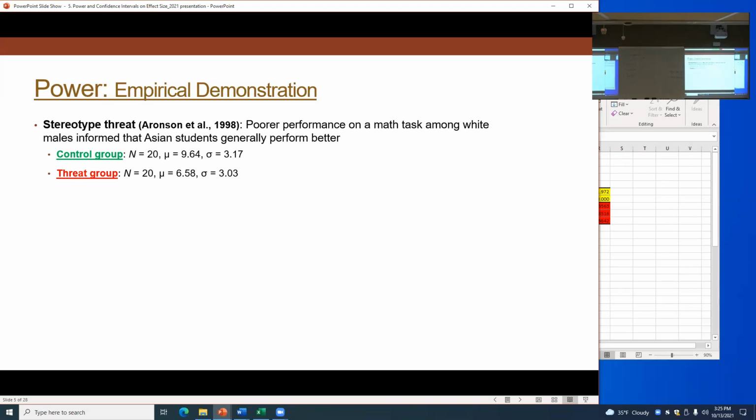I don't know if you, stereotype threat, is stereotype threat still a thing, or did we debunk stereotype threat? Is it still a thing? Okay. Sometimes I don't know if all my examples are relevant.